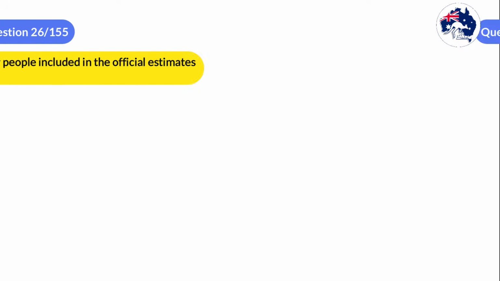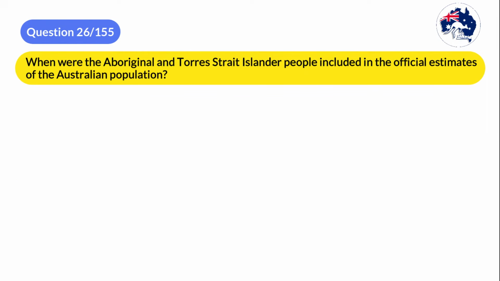Question 26. When were the Aboriginal and Torres Strait Islander people included in the official estimates of the Australian population? A.